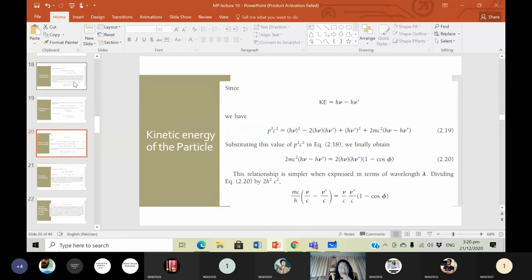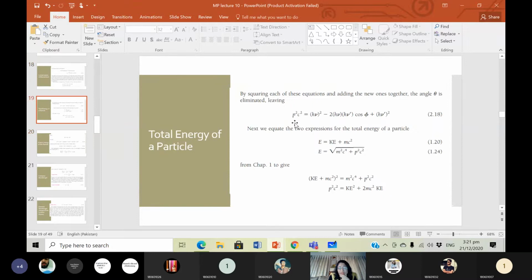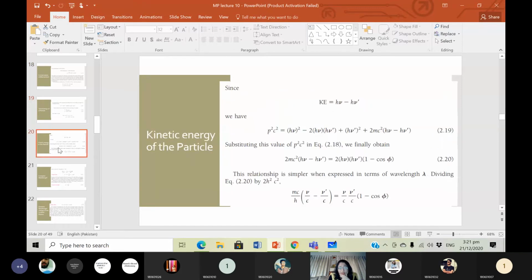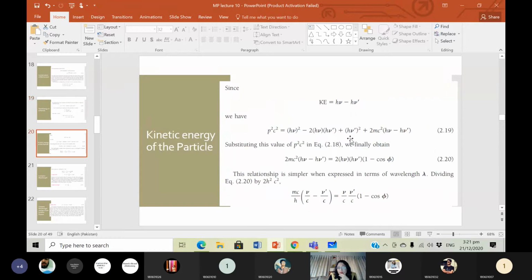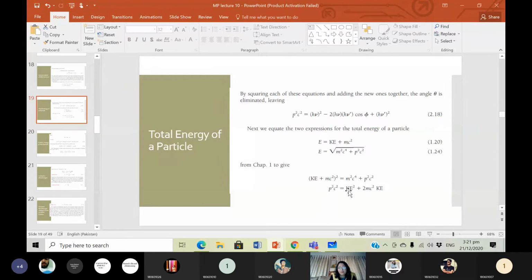Wait a minute, what have they done over here? P square c square is equals to h nu squared minus 2h nu dash cos phi. Where did it go here? Does anyone understand what's happening over here? They've basically just done all the substitutions over here, okay?